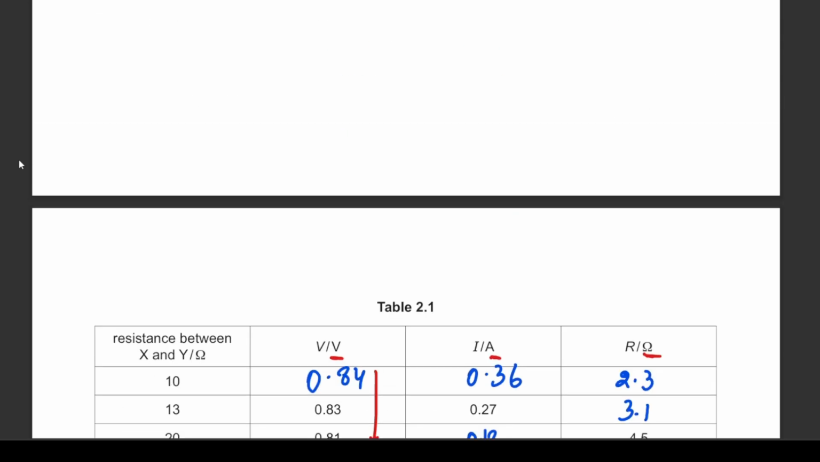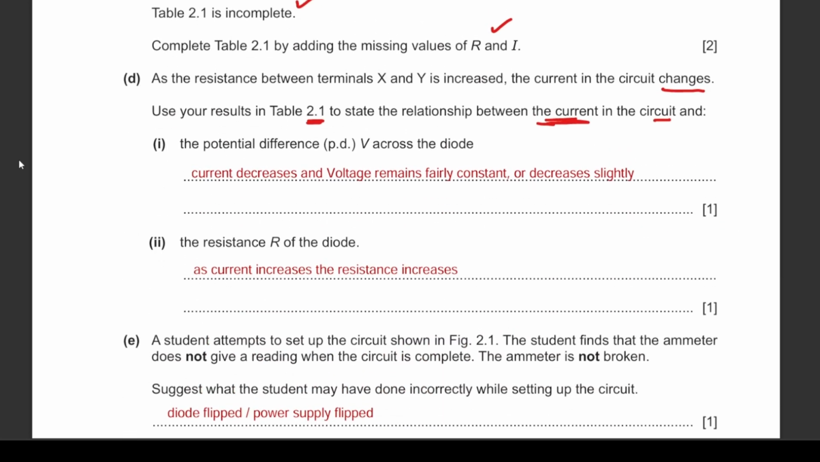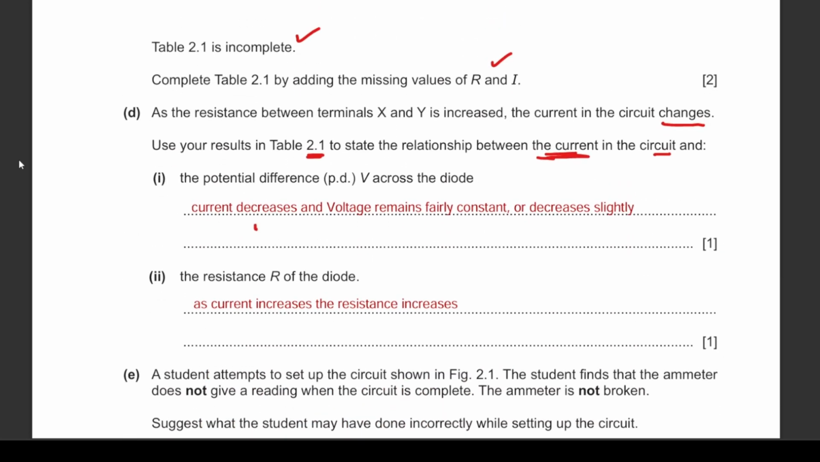So what's going to happen? What's happening to the potential difference? It is decreasing slightly. And the current is also decreasing. So as the current decreases, the voltage is also decreasing, but not to a high extent. So you can argue that when the current decreases, the voltage remains fairly constant, or you could have said it decreases slightly. Both answers would have been acceptable.